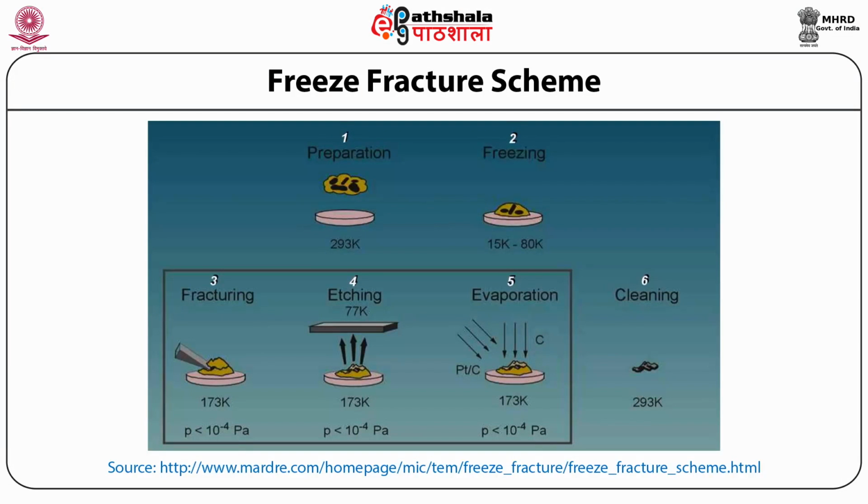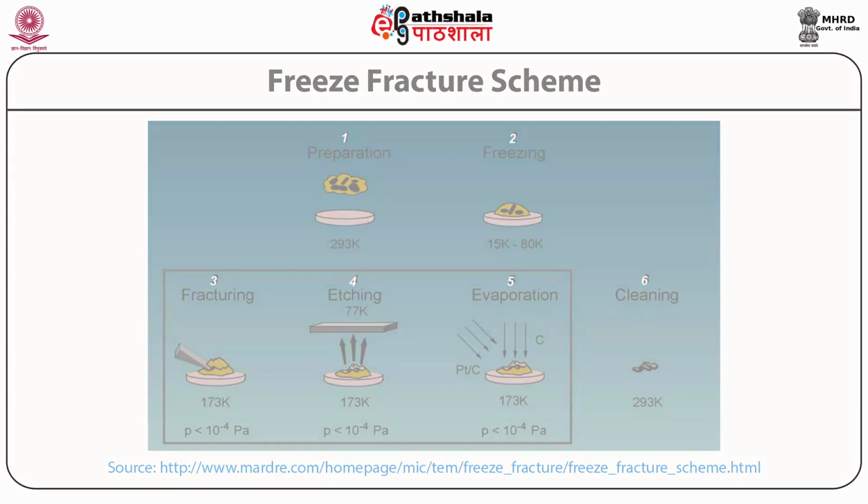This image reveals the different steps of the freeze fracture TEM analysis. You first prepare a sample, and then that sample is frozen. After freezing, it is fractured, followed by etching, which is evaporation of the aqueous or watery layer, and then cleaning, so as to obtain good images of the freeze fractured TEM.